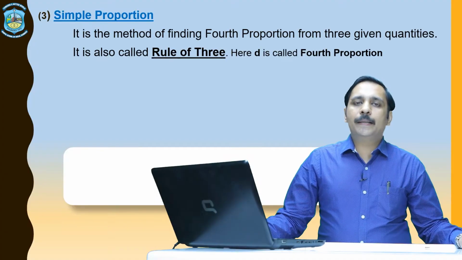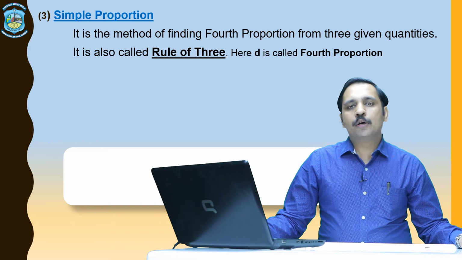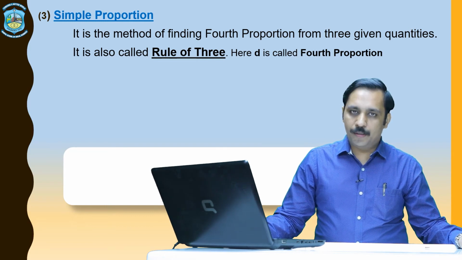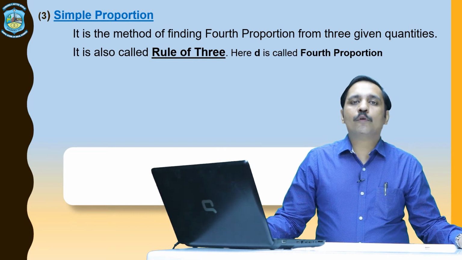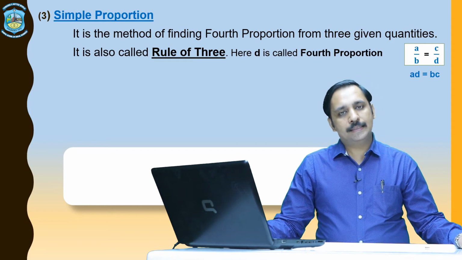The next proportion is simple proportion. It is a method of finding the fourth proportion from the three given quantities. Remember, for proportion, we should have four quantities A, B, C and D.